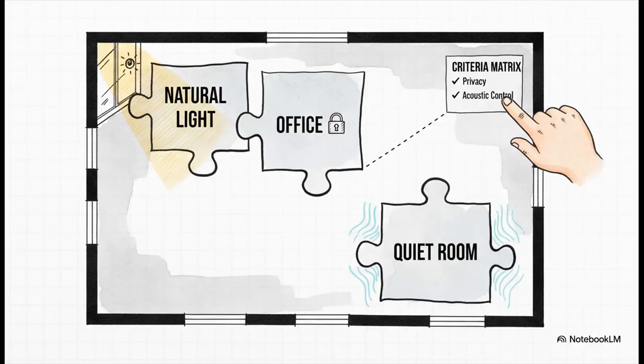So with the big pieces locked in and the pathways defined, now you can finally start to fill in the rest of the puzzle. This is where you place the smaller, more flexible rooms, and all the while, you're constantly checking back with your criteria matrix to make sure you're hitting all those needs for light, privacy, and so on.